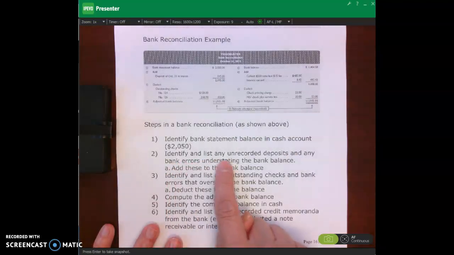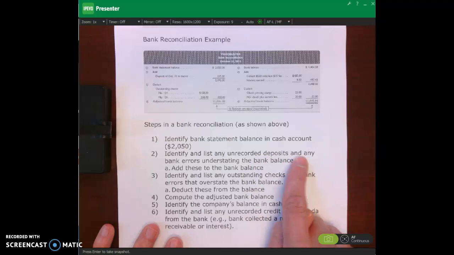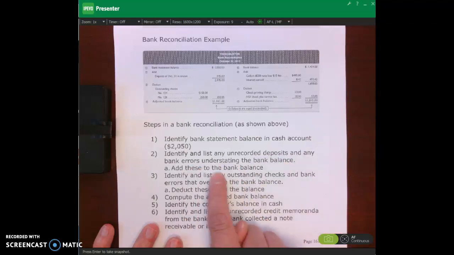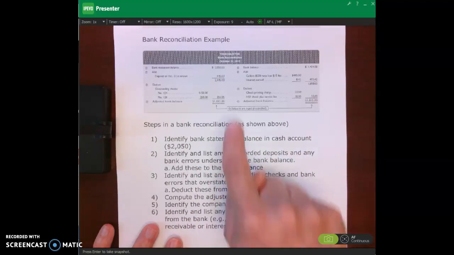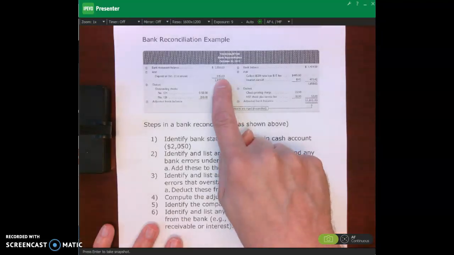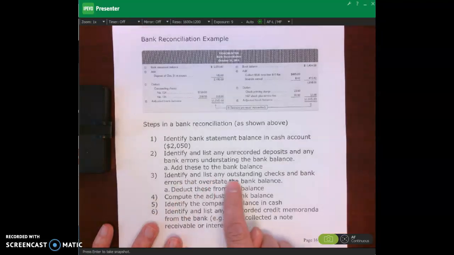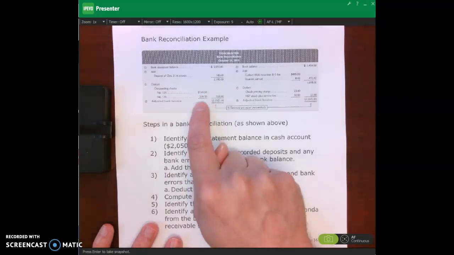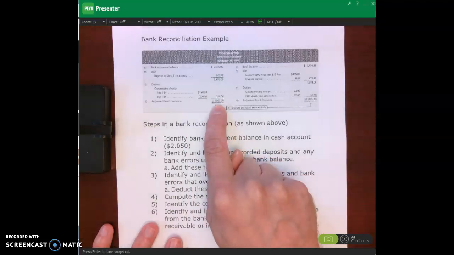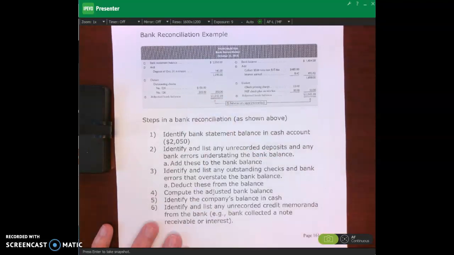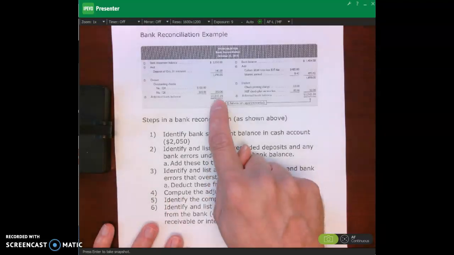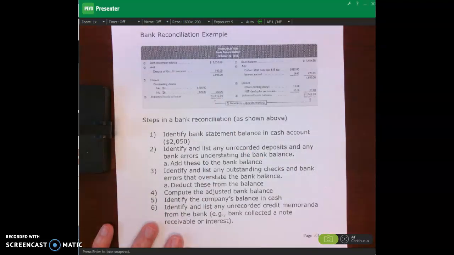Then we identify and list any recorded deposits and any bank errors, and then we add these to our bank balance. That's the $145. So that's step 2. Step 3, identify and list any outstanding checks and bank errors that overstate the bank balance and then deduct those. Here's our outstanding checks, and so they are deducted to get to our adjusted bank balance. Okay, and then step 4, compute the adjusted bank balance, and that's our $18.45 right there.